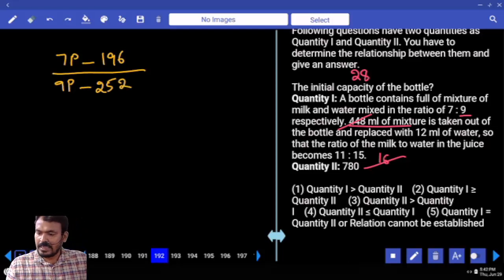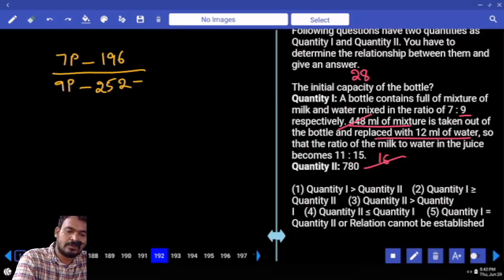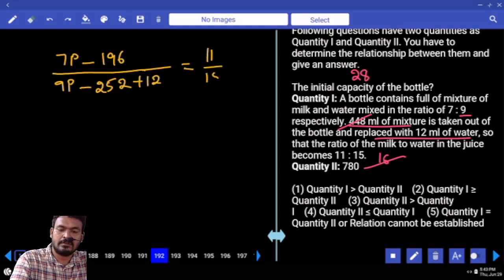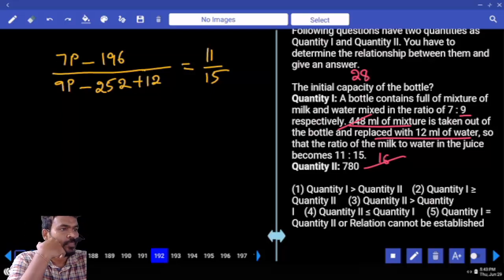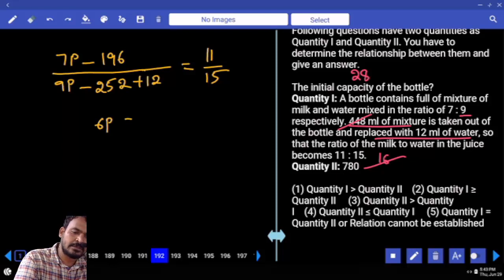252. Again it is replaced with which one? 12 ml of water. Plus 12 or minus 12? Plus 12. After adding 12, we get the new ratio 11:15. Simplify this to get the one part value. Just cross multiplication. 15 into 7 is 105. 11 into 9 is 99. Difference is 6 parts.